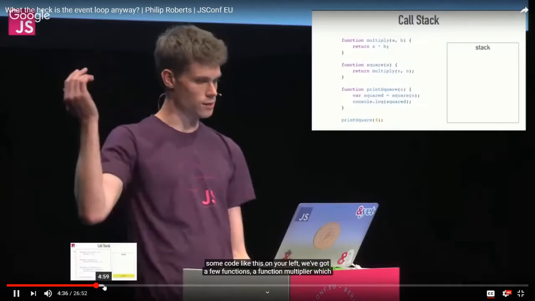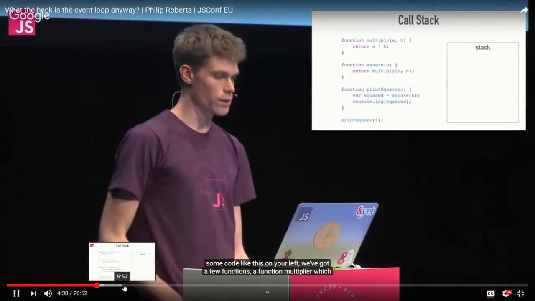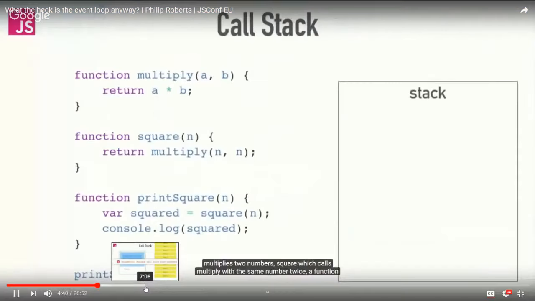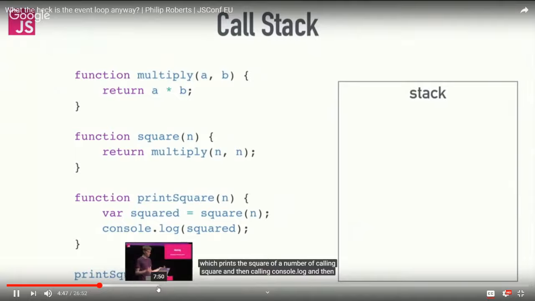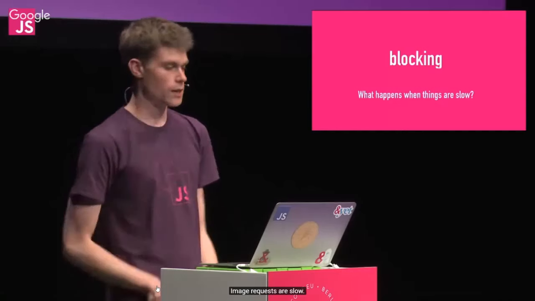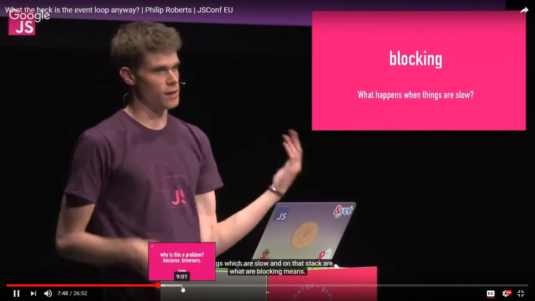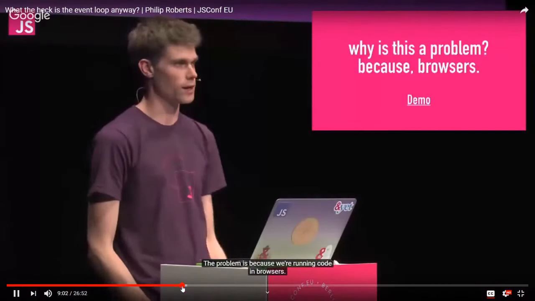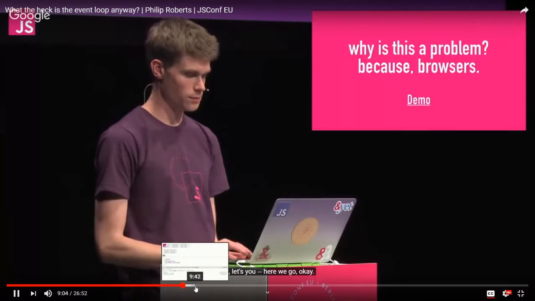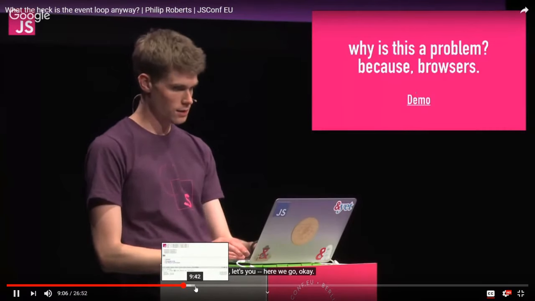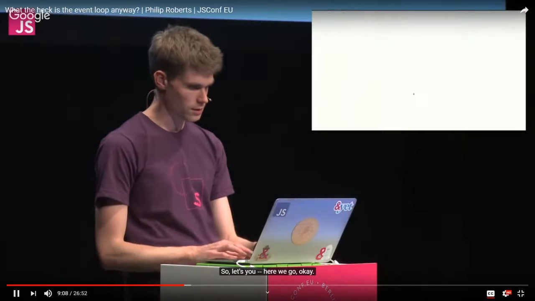Code like this on your left. We've got a few functions: a function multiply, which multiplies 2 numbers; square, which calls multiply with twice; a function which prints the square of it. So things which are slow and on that stack are what we are running code in browsers. So let's. I'll just stop here. What can I do? Here we go.